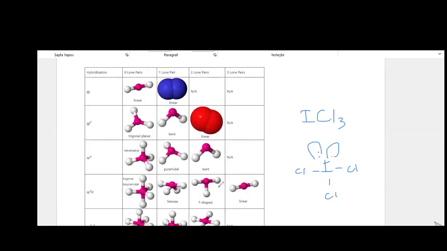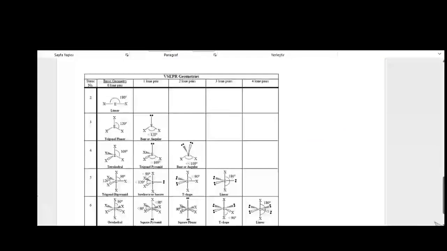If you look at the table for the hybridization of the orbitals, the central atom has two lone pairs and it has a T shape. So you can easily realize that it has sp3d orbital type. Its hybrid orbital is sp3d. If you also need the bond angle, let's check the final table.